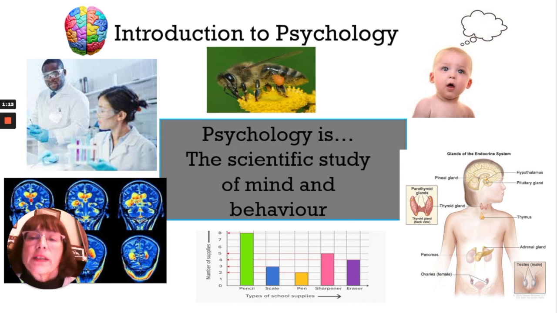So we do have scientists working in the field. During our course, we look at how brain scans help us understand the brain. We look at babies and what they might be thinking, how the endocrine system affects our behaviour, and we even study the behaviour of bees in terms of their communication. So while we mostly study humans, psychology also is aiming to understand behaviour in non-human animals as well.